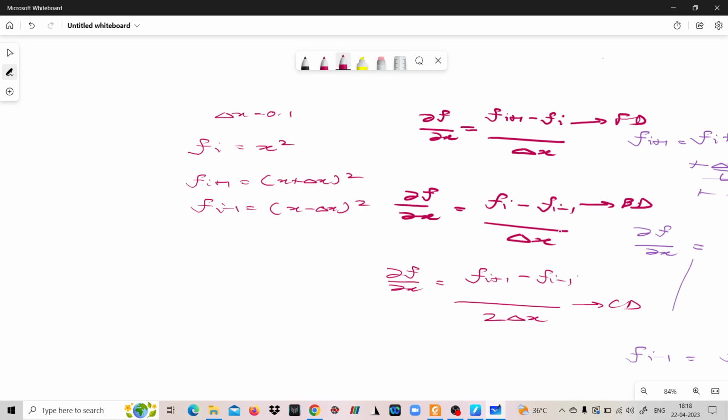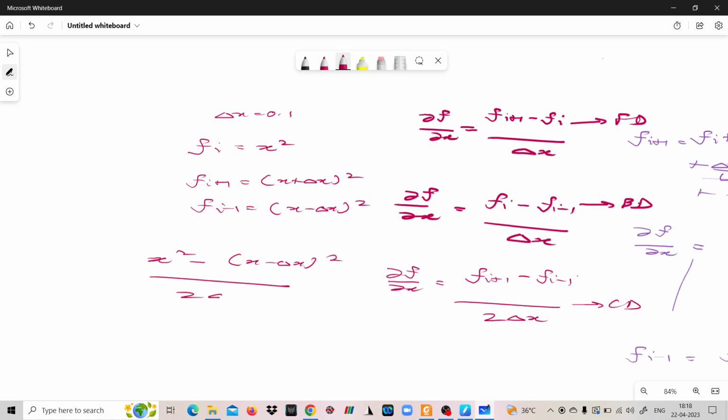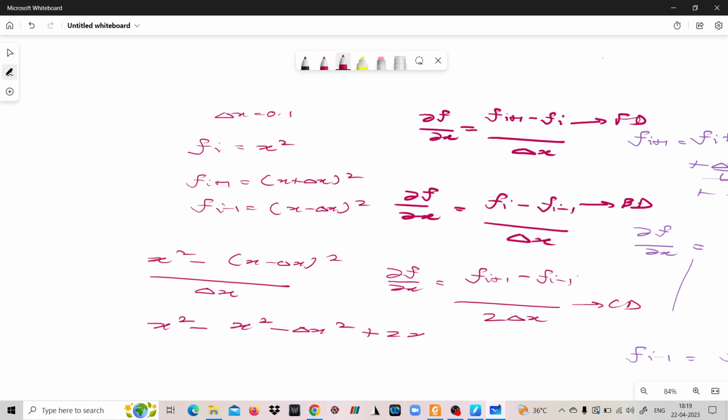Okay, so let us go for the backward difference. So for backward difference it is x square minus x minus delta x whole square divided by delta x. Okay, so x square minus delta x whole square plus twice x delta x, divided by delta x. So these two terms will get cancelled out. We'll be left with twice x minus delta x only.